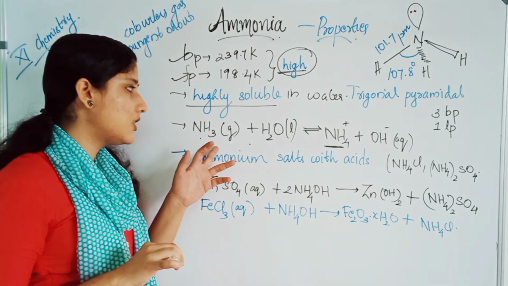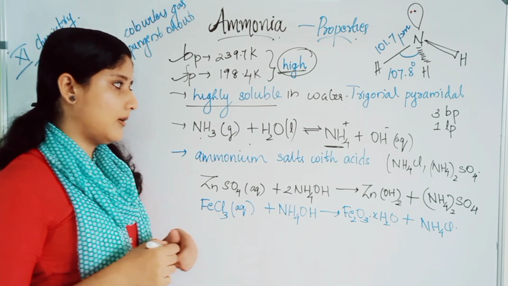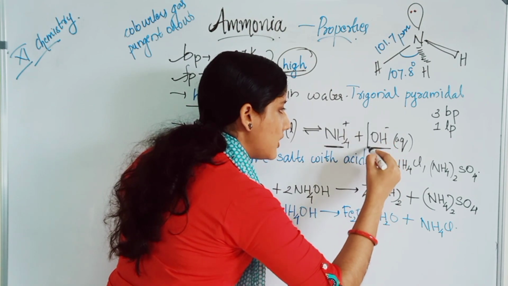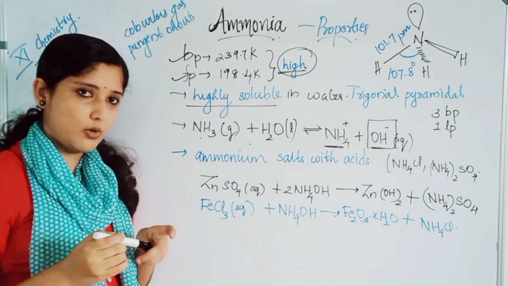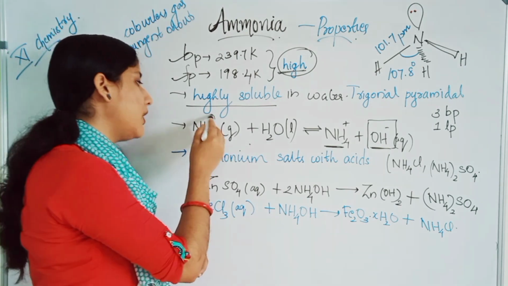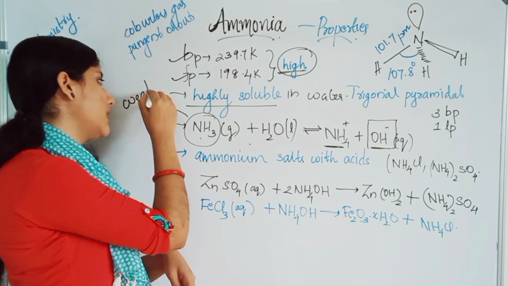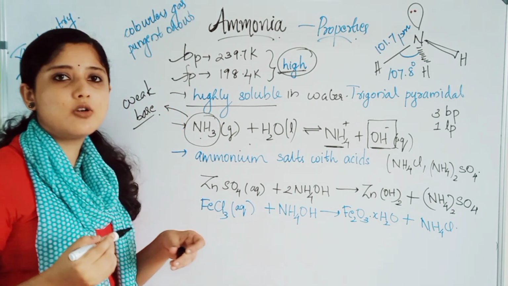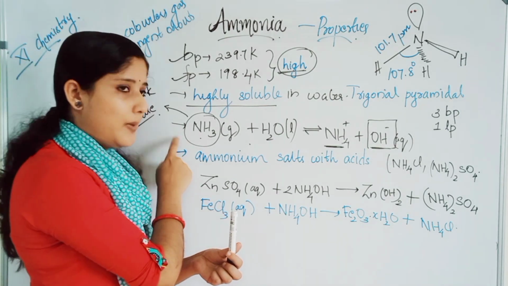Ammonia forms hydrogen bonds with water and it is highly soluble in water. And we know there occurs the formation of OH minus when ammonia dissolves in water. So we can say ammonia is a weak base. Ammonia is a weak base as it dissociates to form hydroxide ions.